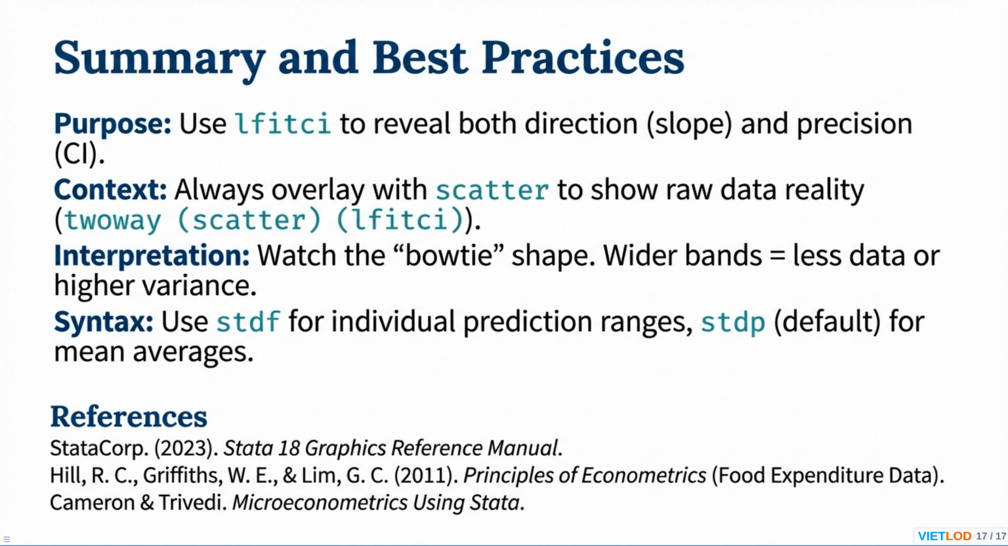When interpreting these plots, pay close attention to the distinctive bow tie shape of the confidence interval. Wider bands indicate greater uncertainty, which is often a result of less data or higher variance at those points. Lastly, remember the difference in syntax for your analytical goal. Use the default stdp for predictions of the mean average and the stdf option when you need to create a wider prediction range for individual observations. A good rule of thumb is to never present an lfitci plot without the accompanying scatter plot. Without the raw data, your audience can't independently judge the appropriateness of the linear fit.